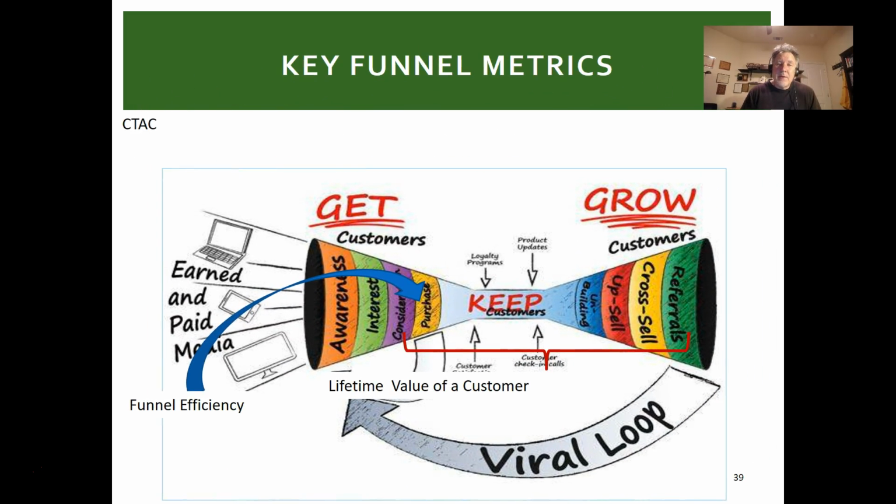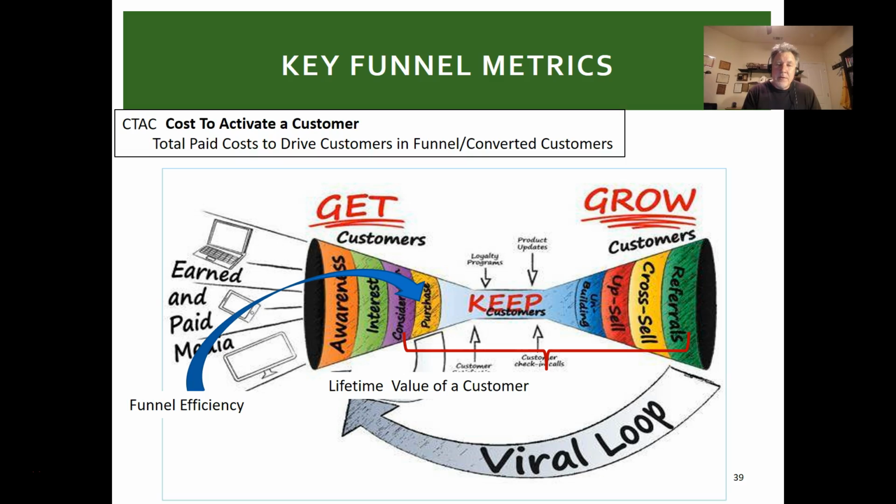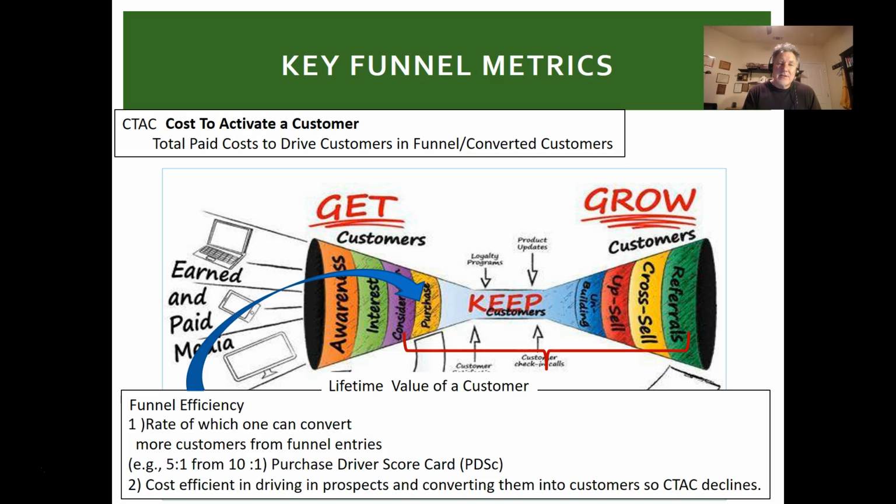So here we talked about key funnel metrics in greater detail in terms of the efficiency of getting customers into a relationship. But it's not just that efficiency, but all the money that you do spend to get that customer from being aware to actually being a purchaser, and that's called the cost to activate a customer. And the efficiency being where you move maybe from a ratio of 100 customers or 10 customers to 5 customers.